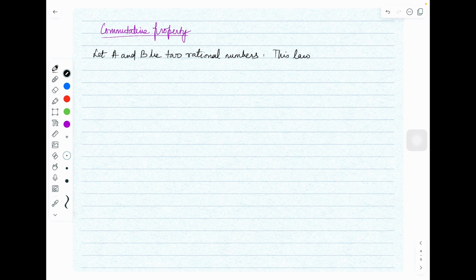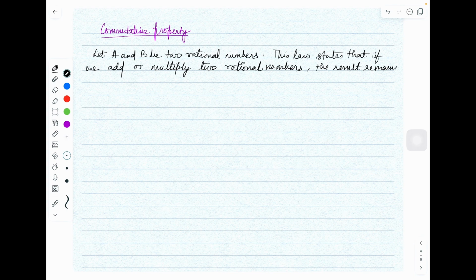This law states that if we add or multiply two rational numbers, the result remains the same even if the order of the numbers changes.